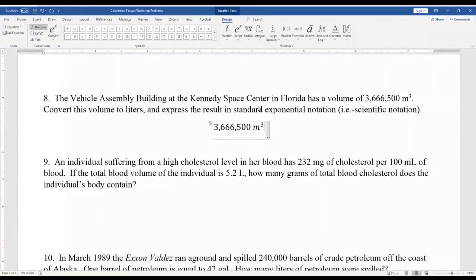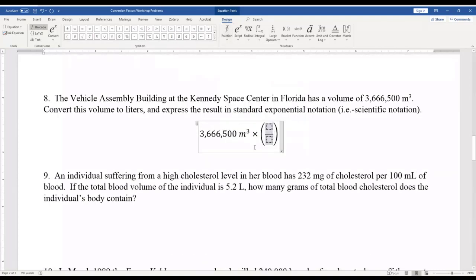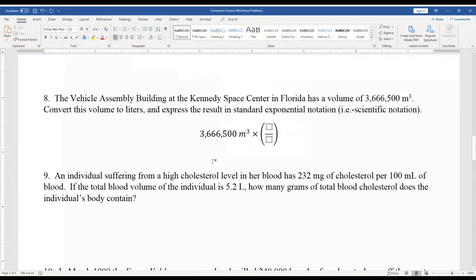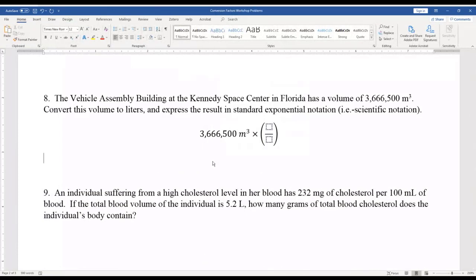The other thing that we can do is start setting this up with a conversion factor. Before you could really do this problem, you have to be aware of a very important conversion factor that you may or may not have memorized yet. That conversion factor is this: 1 centimeter cubed is equal to 1 milliliter.